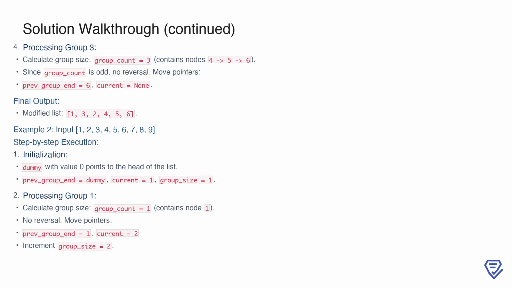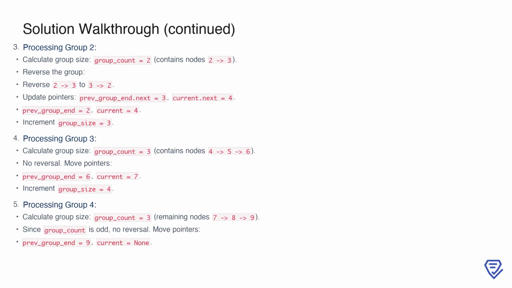Moving on to another example, let's consider the input 1, 2, 3, 4, 5, 6, 7, 8, 9. As before, we start by initializing the dummy node pointing to the head of the list, setting prev_group_end to the dummy, current to the head, and group_size to 1. The first group once again contains only one node, so no reversal occurs. We move the pointers forward, updating prev_group_end to node 1 and current to node 2, then incrementing the group size to 2. Next, we process the second group, with a calculated size of 2, including nodes 2 and 3.